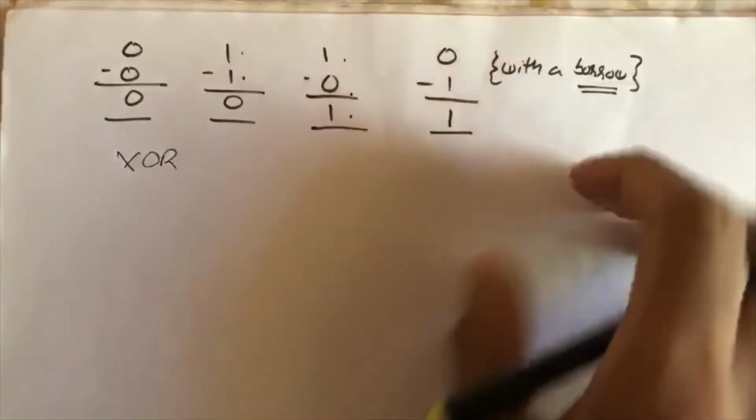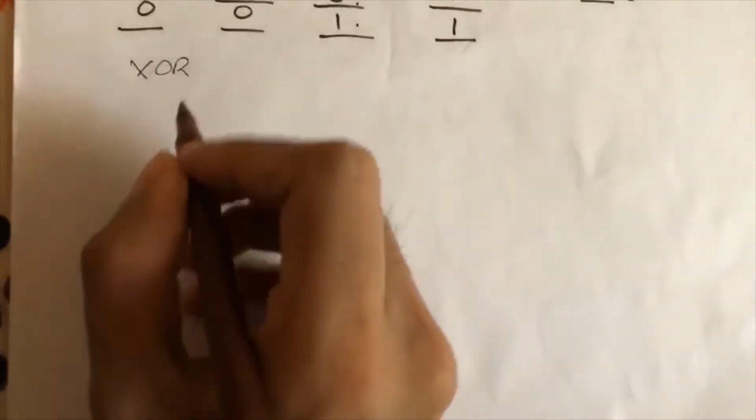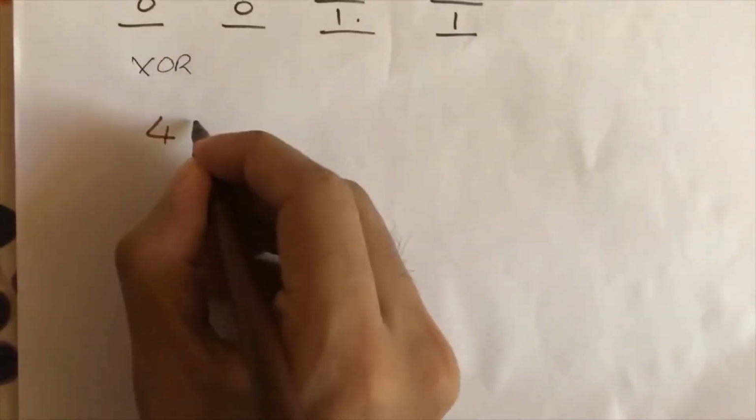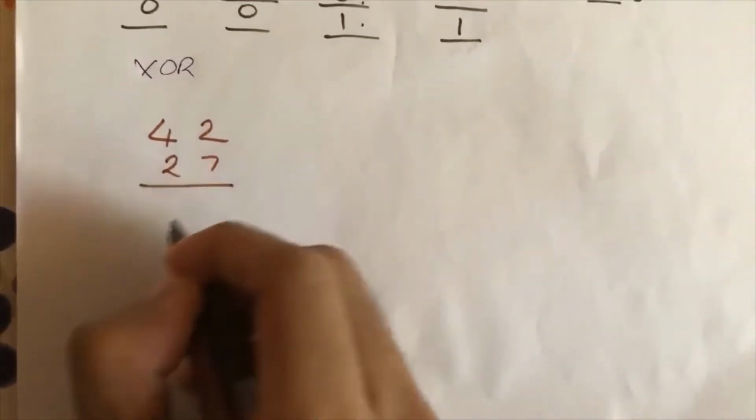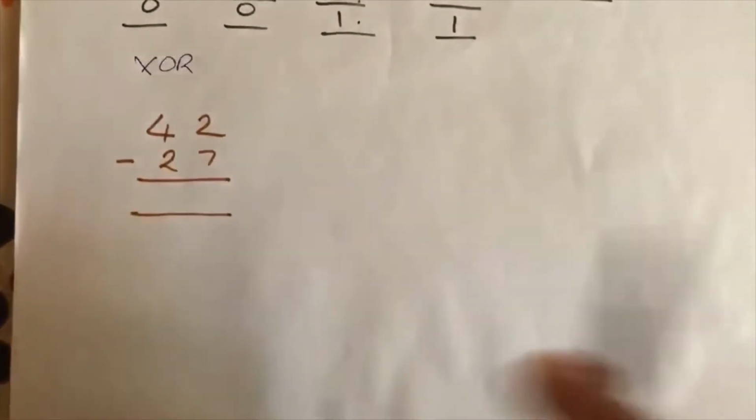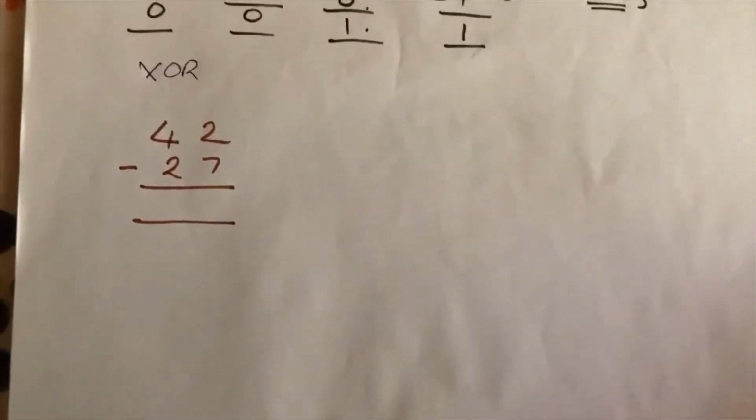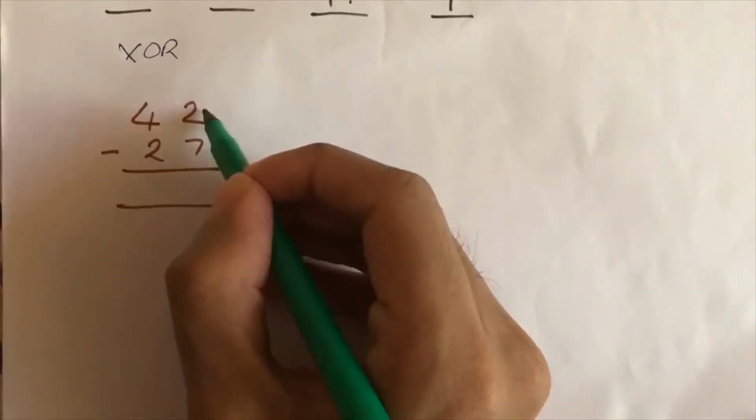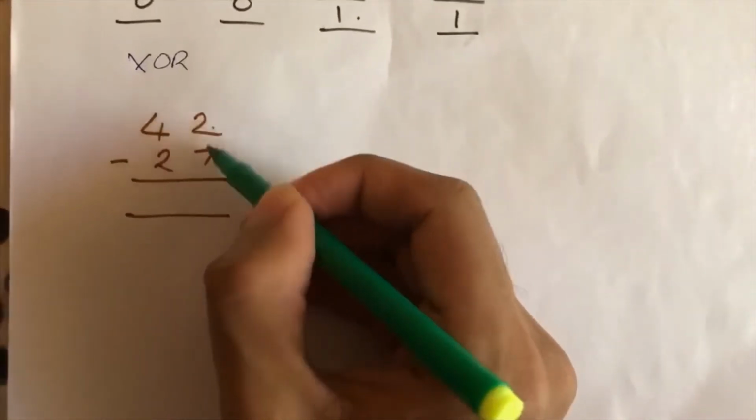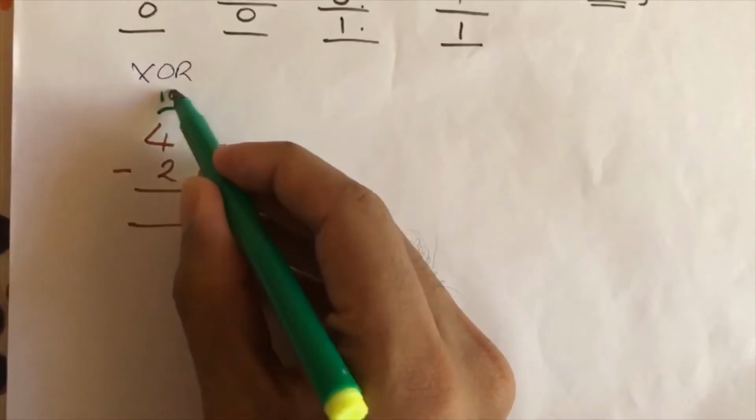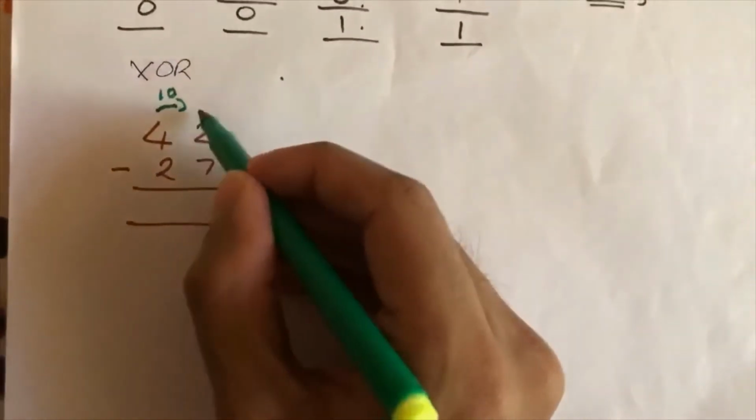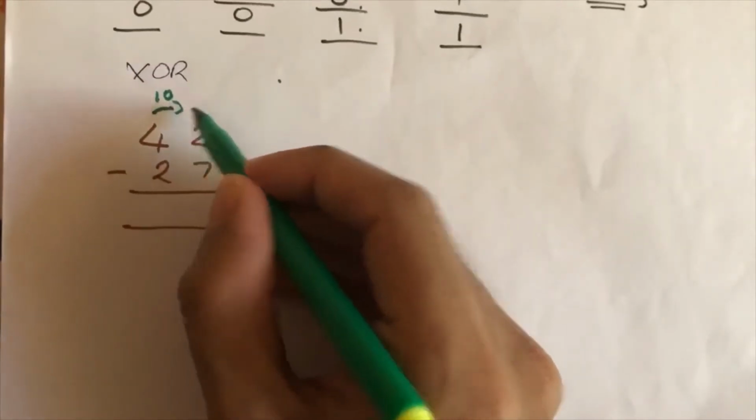For that we need to go back and see how we actually do our decimal subtraction. So suppose I have two numbers, 42 and 27, and I need to subtract them. Now what actually happens in subtraction is that it is manually difficult to subtract 7 from 2. So therefore we borrow a 10. Why a 10? Because 4 is in the tens place, so we borrow a 10 and we add it to 2.